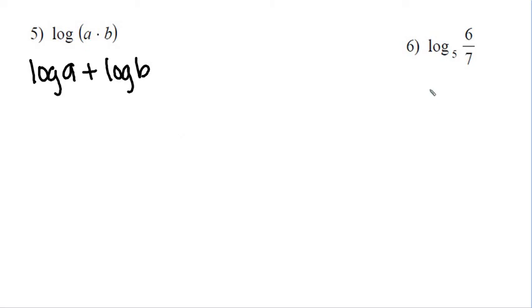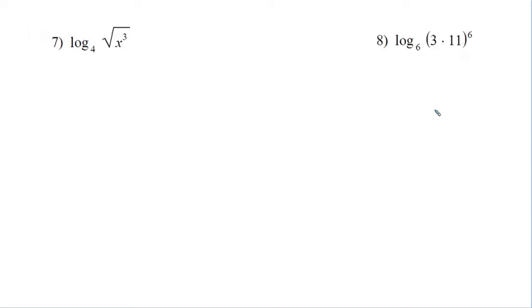Okay, number 6, very basic quotient rule. 6 over 7 is a quotient. So log base 5 of 6 minus log base 5 of 7. Again, 5 to no power is 6. 5 to no whole number power is 7. No exponents, no division, no multiplication.